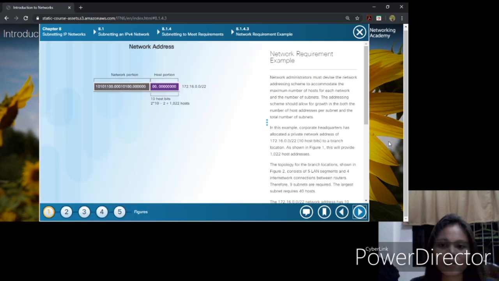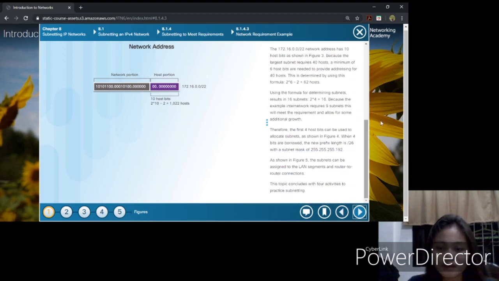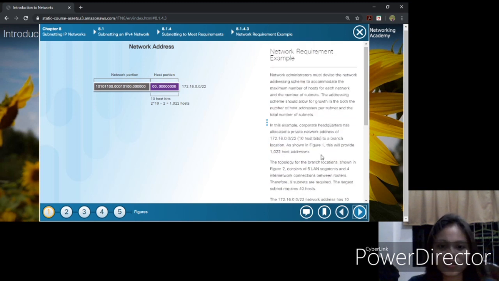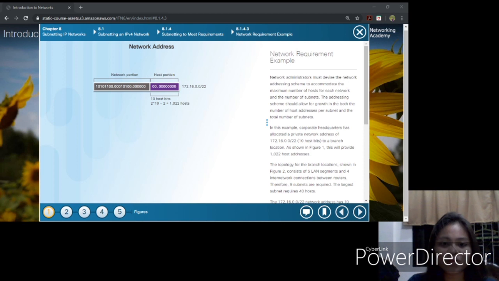Next, a network requirement example: the addressing scheme should allow for growth in both the number of hosts per subnet and the total number of subnets. It determined that the subnets result in 16 subnets, because the example internetwork requires 9 subnets. This will meet the requirement and allow for some additional growth. So that's all, guys, the summary of chapter 8.